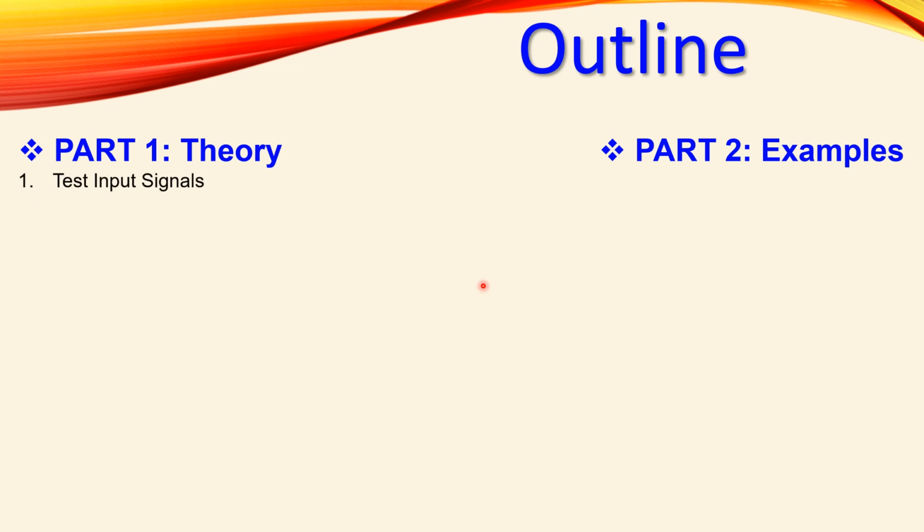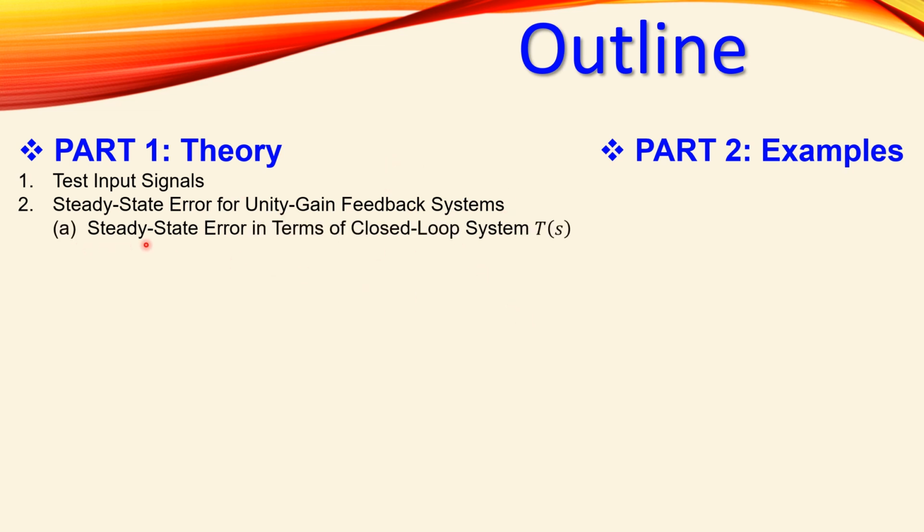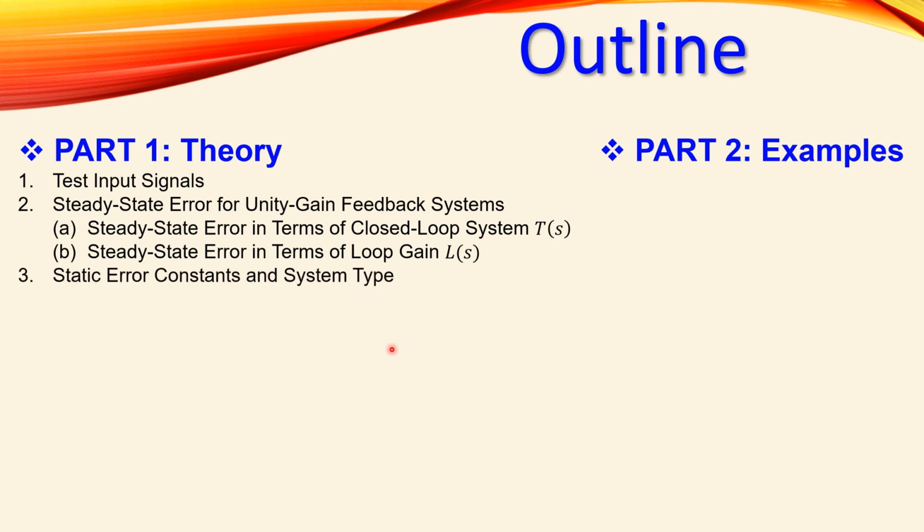So part 1 will be first about test signals. What kind of test signals do we have in control systems specifically? We also talk about the steady state errors for the unity-gain feedback system configuration. In that case, you can do that using the closed-loop system transfer function, T(s), or you can do that also using the loop gain transfer function, L(s). So there are two methods to work out these steady state errors. This will be clarified in great detail shortly. Then we will discuss the static error constants and also the type of your system.